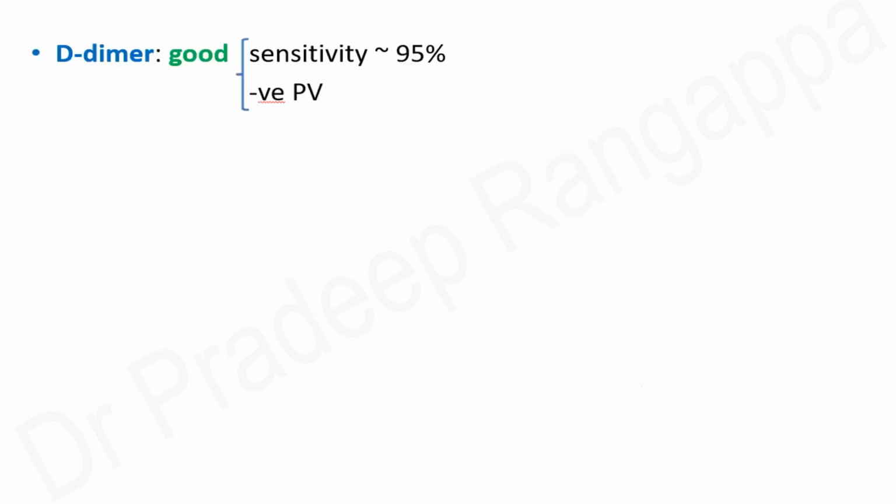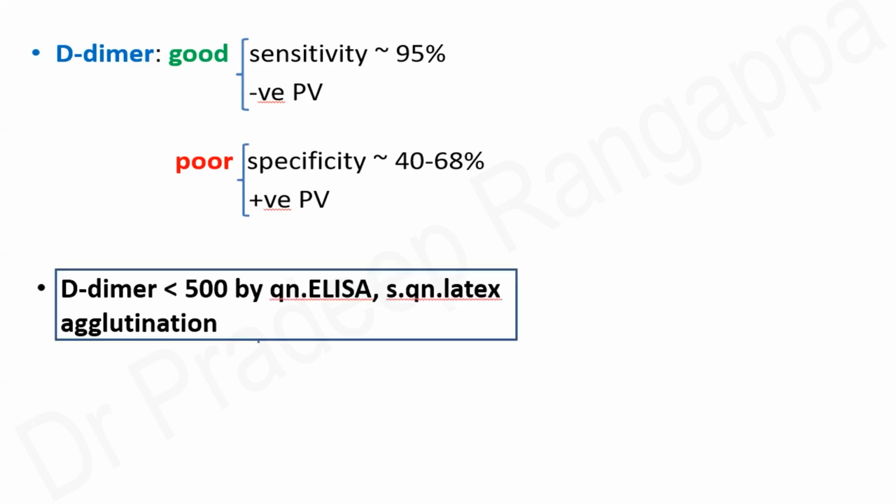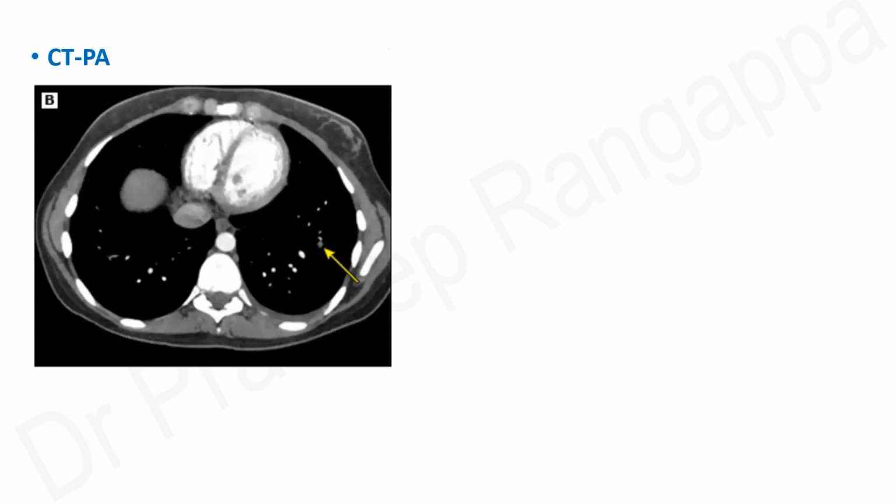D-dimer has a good sensitivity of 95% and a very good negative predictive value, but it has a very poor specificity of 40 to 68% and a poor positive predictive value. D-dimer less than 500 by quantitative ELISA or semi-quantitative agglutination definitely excludes PE. So D-dimer can be utilized as a tool to rule out PE.